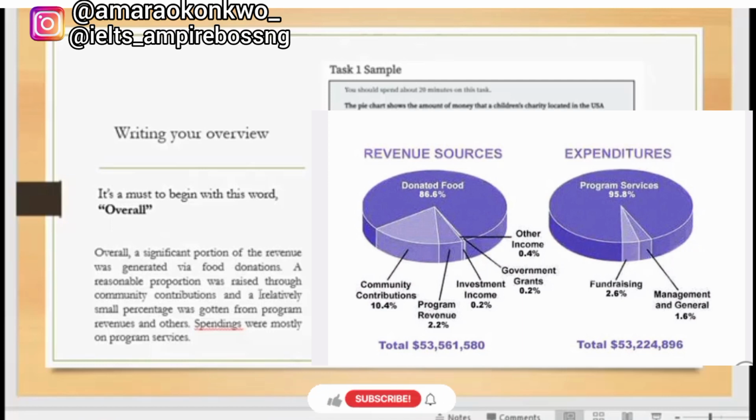Then, from the beginning to this point, we're just talking about revenue. Now, we want to talk about the spendings. Remember, we are just talking about the striking or obvious features. So I just said spendings were mostly on program services. I just talked about this one. And yes, when you look at the information, you see that the majority was spent on program service, and that's all I said. Now let's move on to the body paragraph.